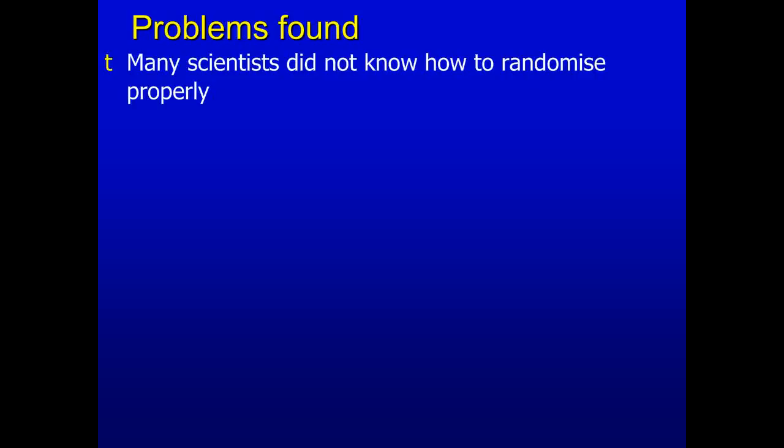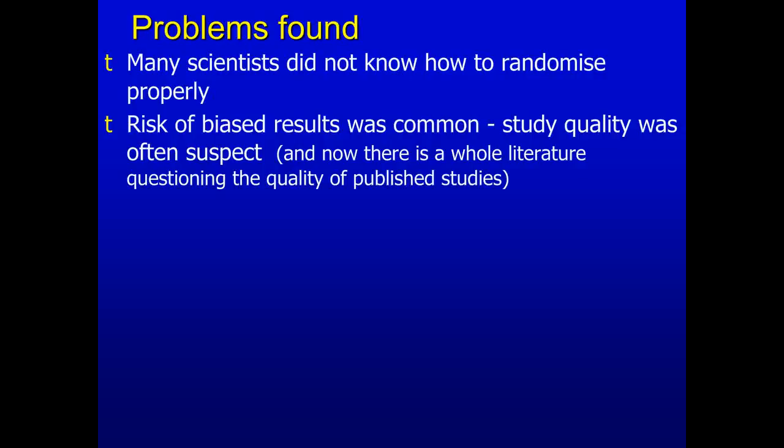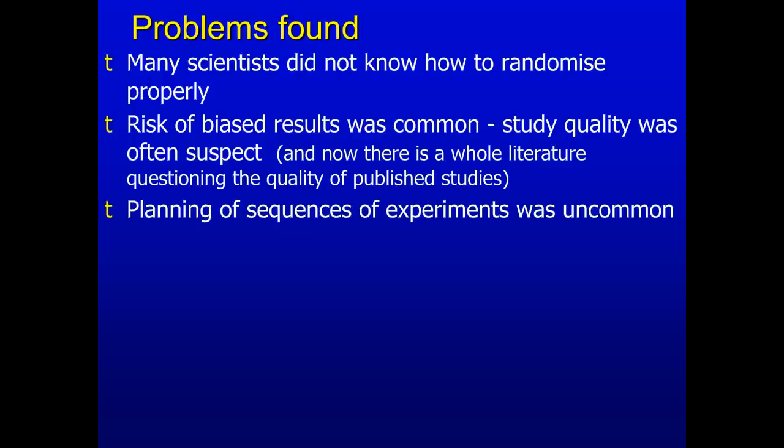And the sort of problems you find going around and talking to scientists is that many don't know how to randomize properly. You don't just pick the first animal that comes in the cage, because that may be the one that is most anxious to bite you, or the one that can't run away faster. And you've got a risk also of biased results because of the way in which the studies were set out. And we've mentioned some of what is now a considerable literature questioning the quality of the studies.